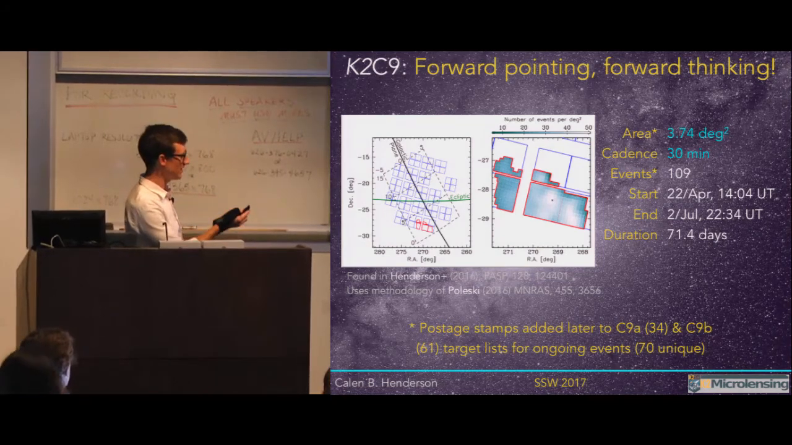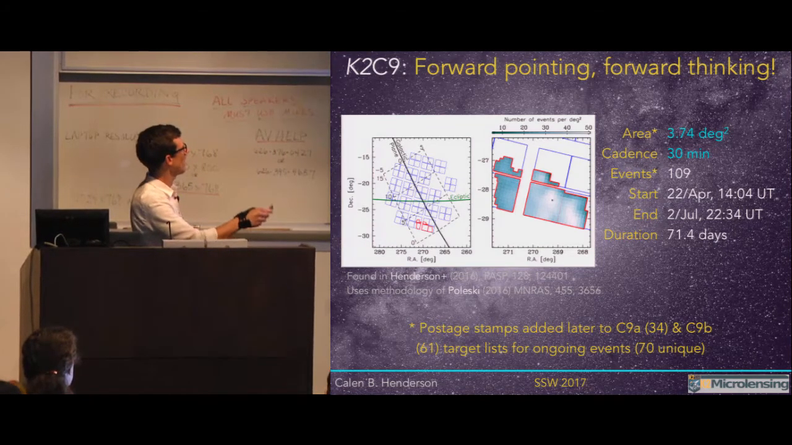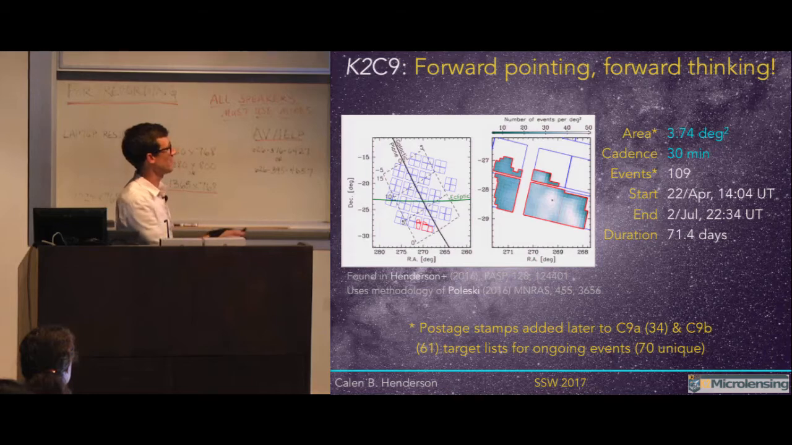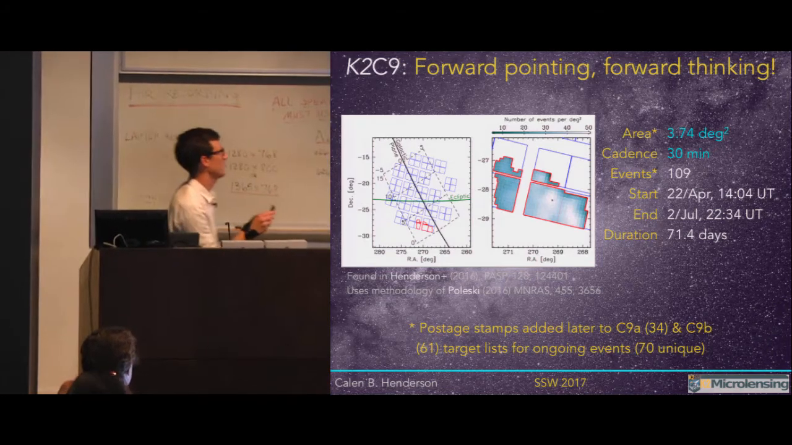109 events that were observed in the survey superstamp. So I'm showing a zoom out here, and then a zoom in, where these contiguous patches outlined in red are this 3.7 square degree survey area.